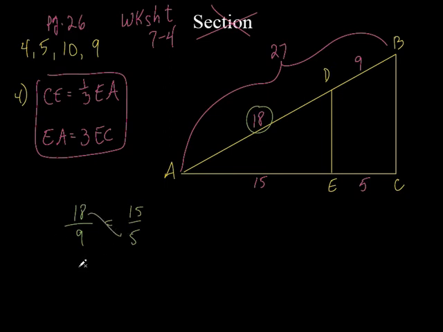So 18 times 5 is what? 90. What's 15 times 9? 135? Does 90 equal 135? No, it doesn't. So watch. 90 does not equal 135, so this is not in proportion. So guess what? What's true about these lines right here? Are they parallel? Then they're not parallel. So that's what you had to do to figure out if those lines were parallel or not.